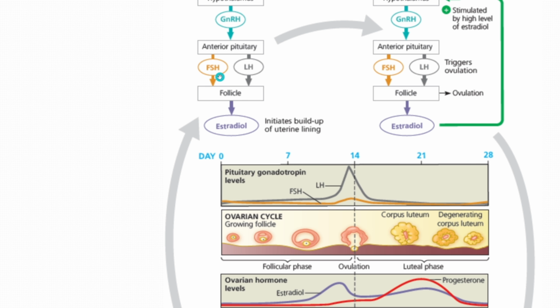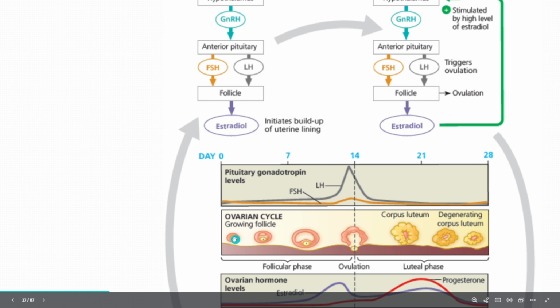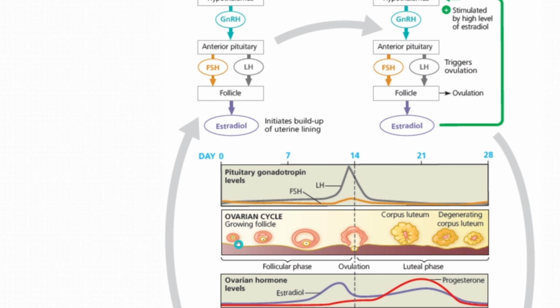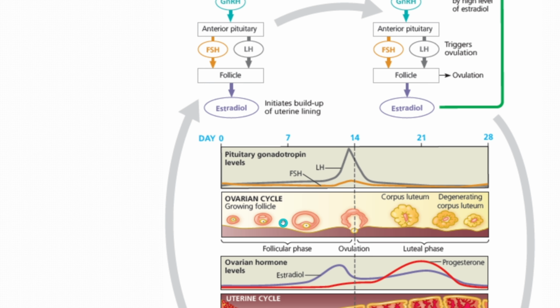FSH is follicle stimulating hormone, so the name is already very direct. The function is to stimulate the follicle to grow. Your follicle, of course, contains the secondary oocyte, which starts the meiosis process as mentioned during the oogenesis process. So FSH starts to stimulate the growth of the follicle.